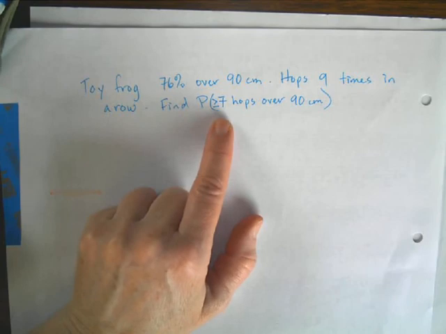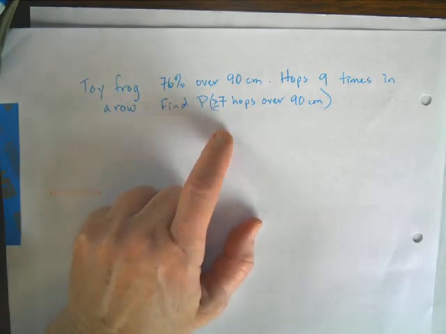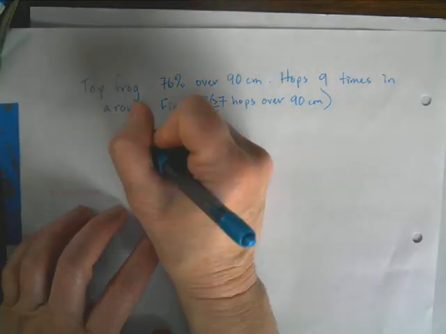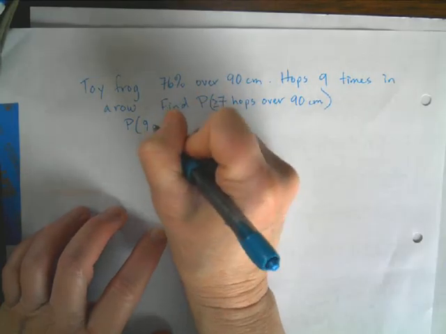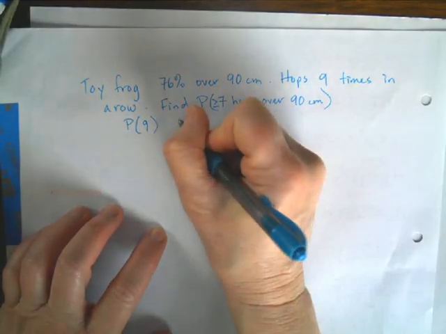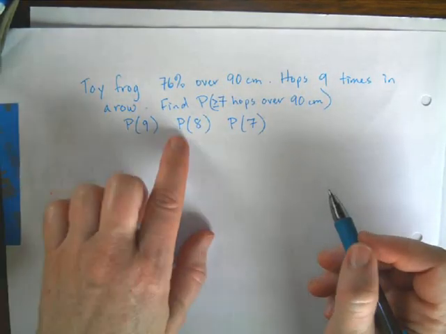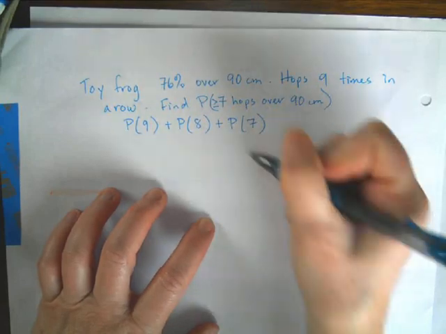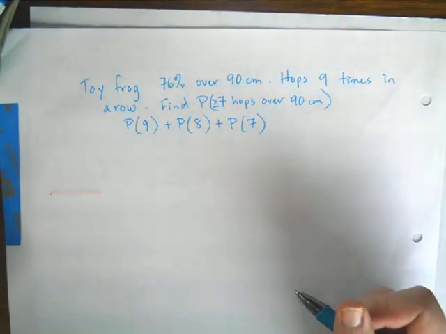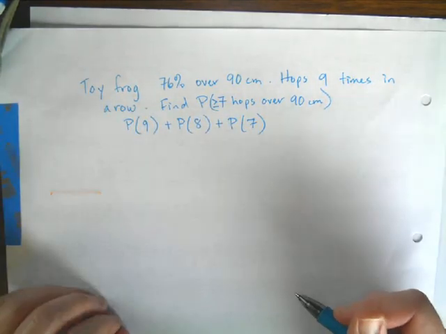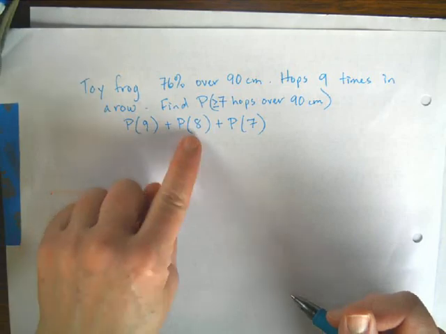So notice these are discrete numbers, so that makes this a lot easier. We don't have to worry about 7.5 hops or 8.25 hops, because this is a discrete variable. So we only have to worry about the probability of him getting 9 hops in a row over 90 centimeters, the probability of 8 hops, and the probability of 7 hops. Once we have those answers, all we have to do is add them together. So this problem is really just like the previous problems, except that you need to take into account that there are 3 different things that could make you a winner: if he hops 9 times, 8 times, or 7 times.